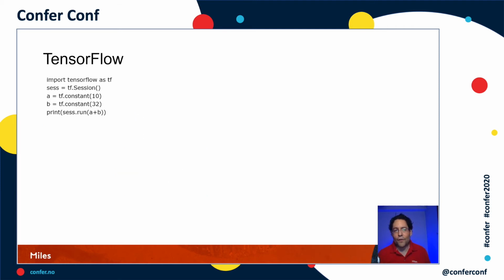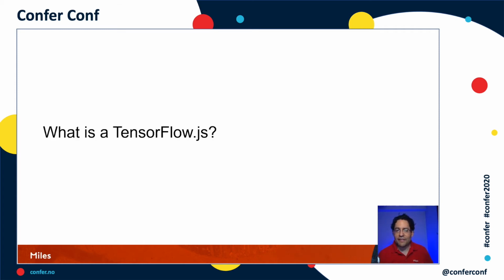Now with TensorFlow, this is an example of how we can use TensorFlow in Python. So we import TensorFlow as tf, and then we start a TensorFlow session. And here we define two numbers, 10 and 32, and then we can do session.run to add these two numbers together.